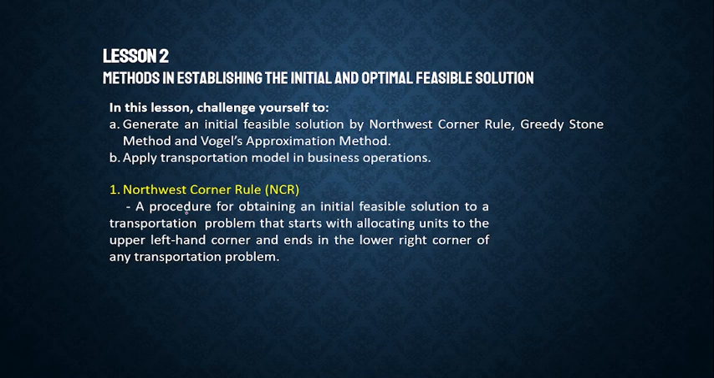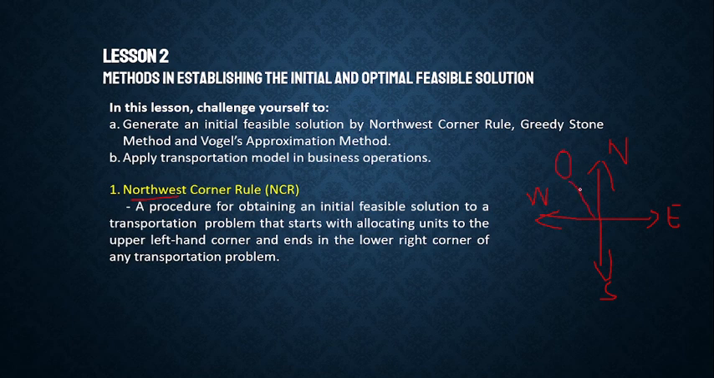So class, northwest, familiar, right? When we use a compass, we have north, south, east, and west. Northwest corner.